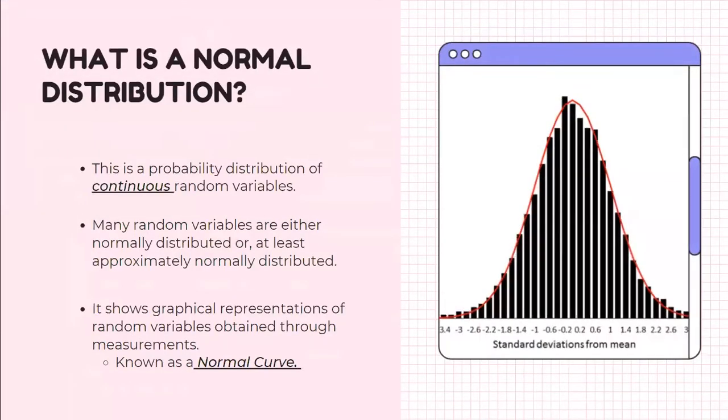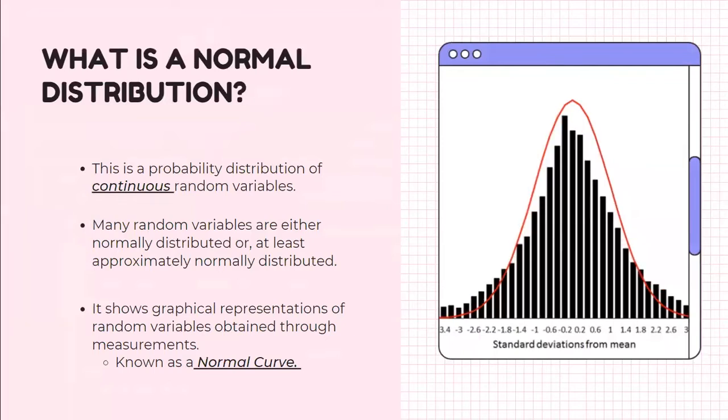So what is a normal distribution? Normal distribution is a probability distribution of continuous random variables. Previously, we have discussed the first type of random variable, which is discrete. For this week, we will be focusing more on continuous random variables.